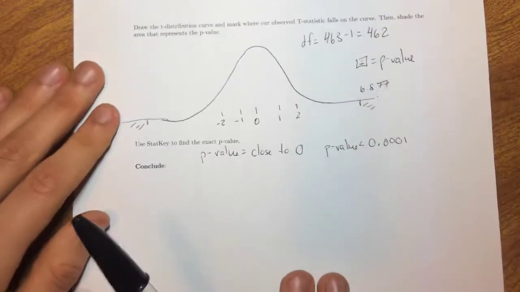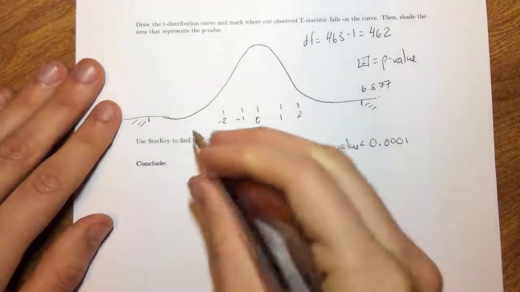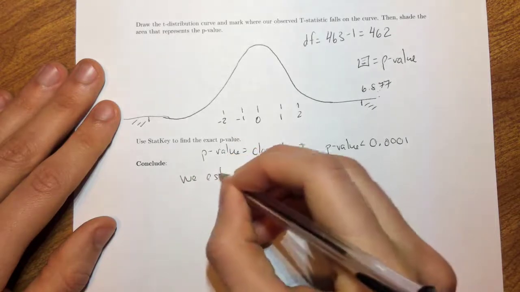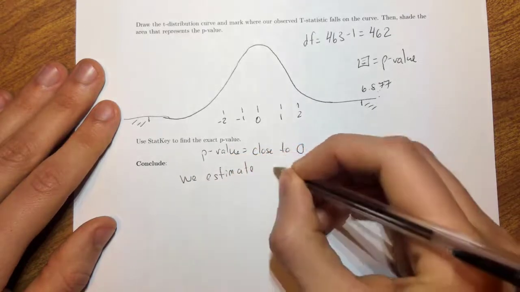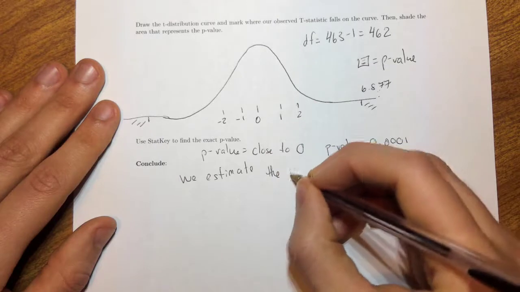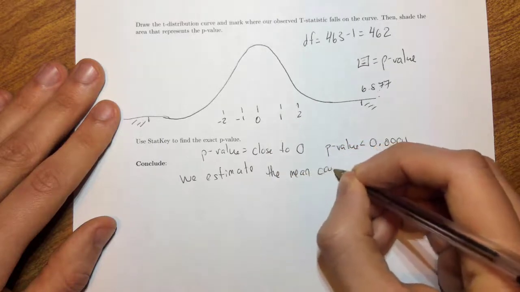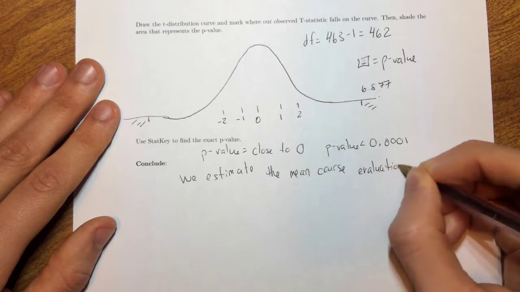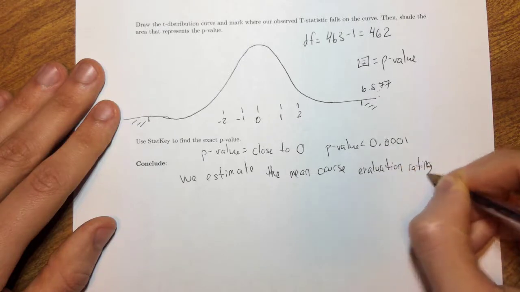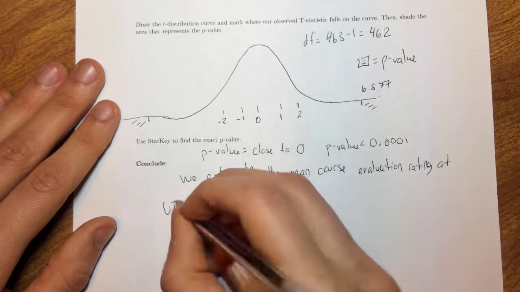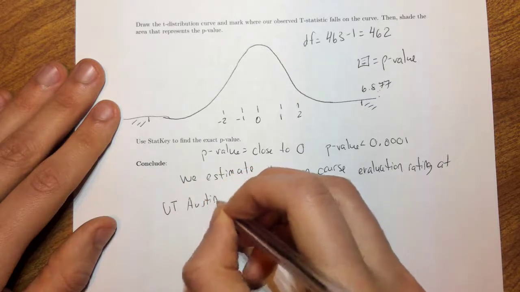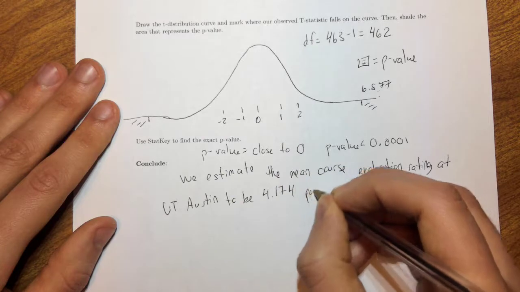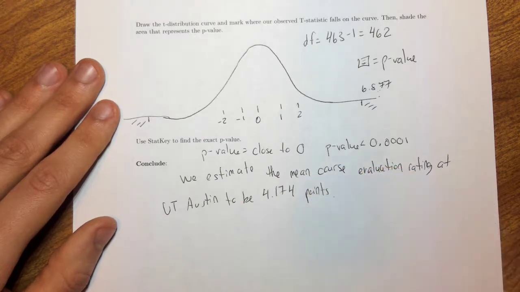And so for a conclusion, we're again going to write it as 2 sentences. The first is we always want to make sure to include our point estimate in the conclusion. So we want to say we estimate the mean course evaluation rating at UT Austin to be 4.174 points. So that was our sample mean.